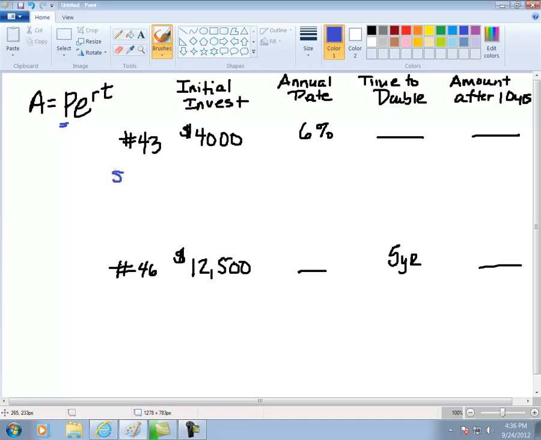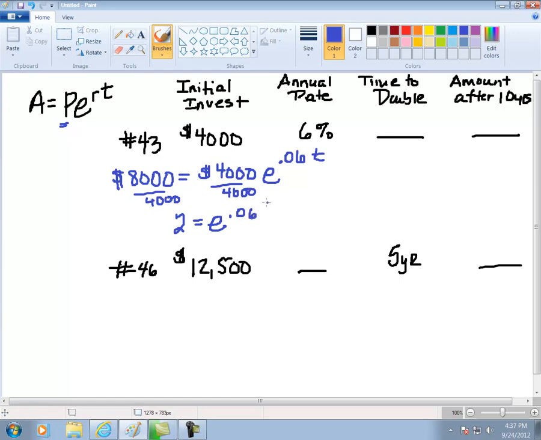So we know if $4,000 doubles, we'll have $8,000. That's going to be equal to 4,000, because that's our initial investment, that is P, and then e to the r, which we know to be 0.06. Remember, you're going to use the decimal representation of your rate here. So if it's 6%, we move the decimal 2 places, 0.06, and then we have t, and that is what we're looking for. So to begin with, we would divide each side by the 4,000, and obviously we would get 2, and that's going to be equal to e to the 0.06t.